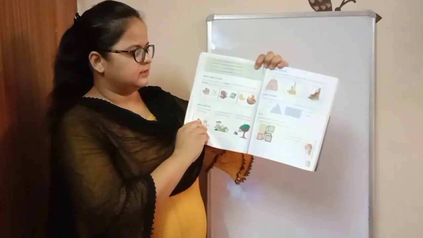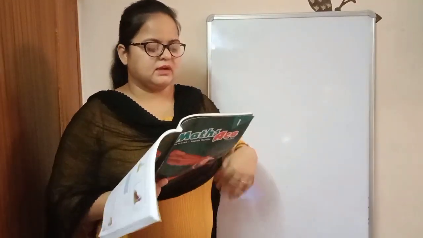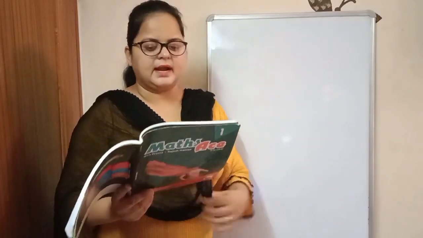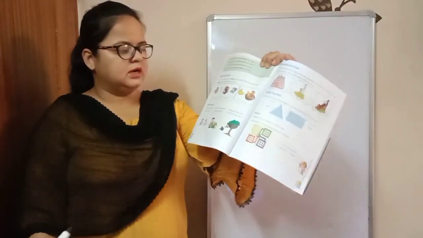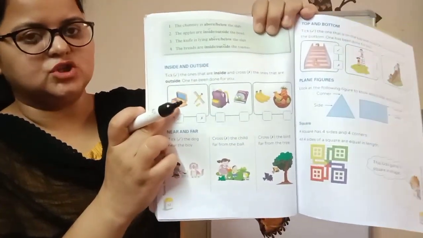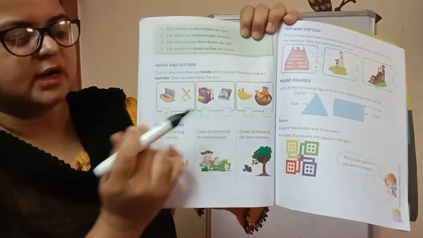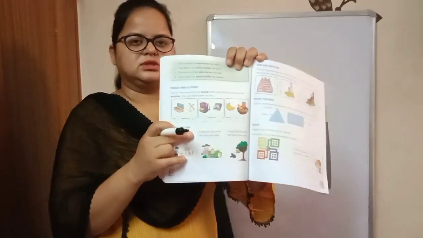So the next thing is inside and outside. Here you have the topic inside and outside again. Tick the ones that are inside and cross the ones that are outside. One has been done for you. The first is done. You can see these things are inside the geometry box and these are outside. So tick on inside and cross on outside.